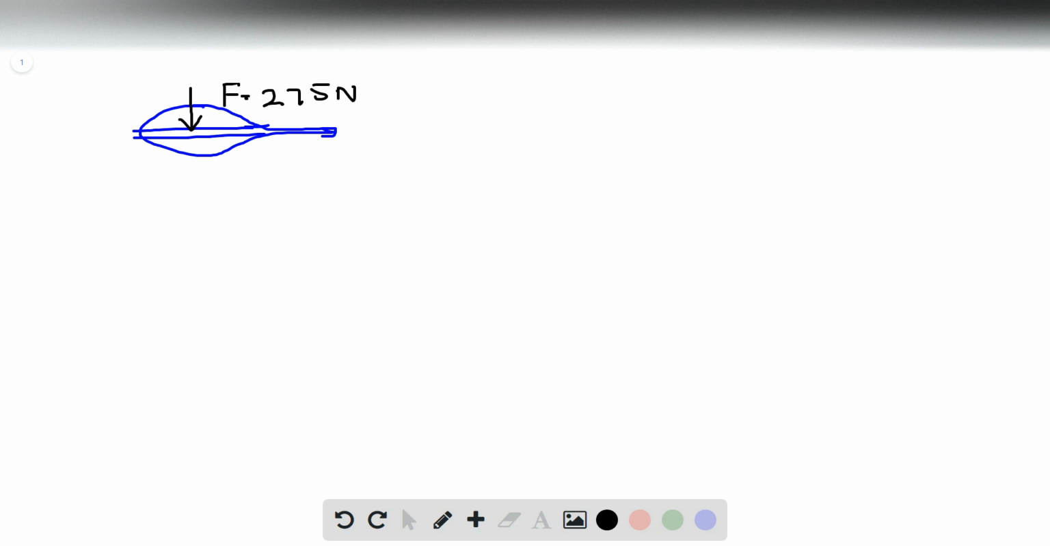And also the string itself has a span or length. This is a nylon string, has a length of 30 centimeters. We can change that to meters right away by doing a unit conversion, 1 meter per 100 centimeters, and that gives us 0.3 meters.